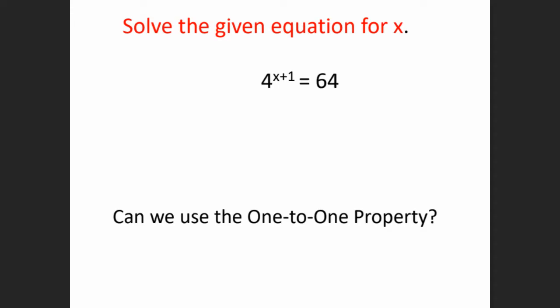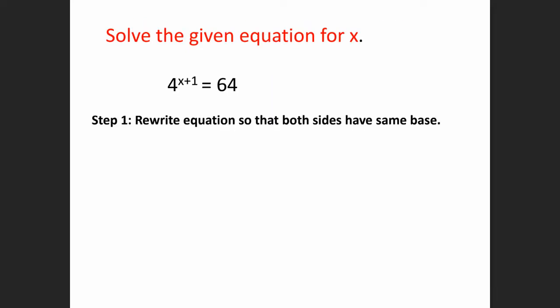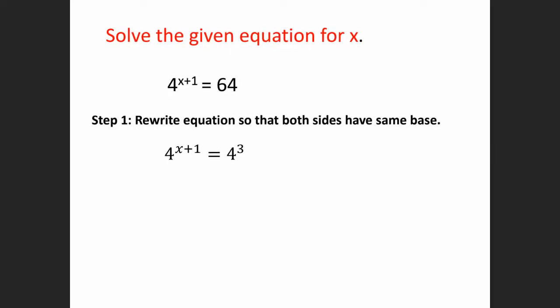Even though it doesn't look like it, we can use a little bit of our rules or properties to make this look like a one-to-one property problem. So my first step is to rewrite the equation so that both sides have the same base. And I say to myself, can I write 64 as a base of 4? And hopefully you can see that the answer would be yes, 4 to the third power. Now, one way to do this, and let me help you a little bit. If you can't see this right away, what I usually tell my students is to create a factor tree of the base that you want.